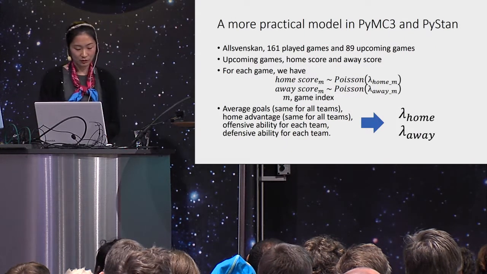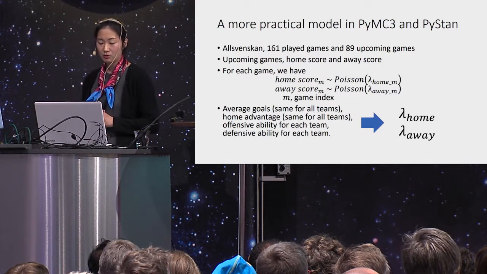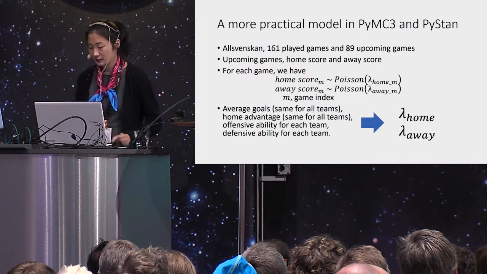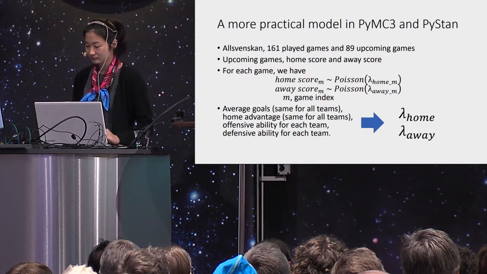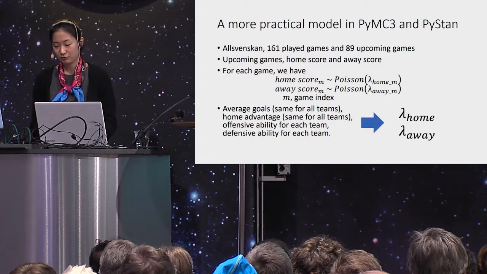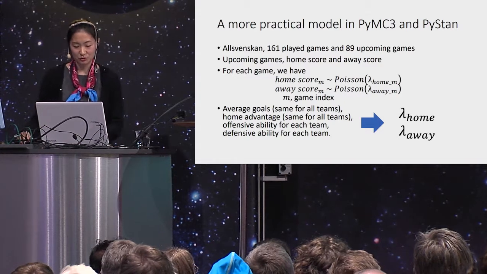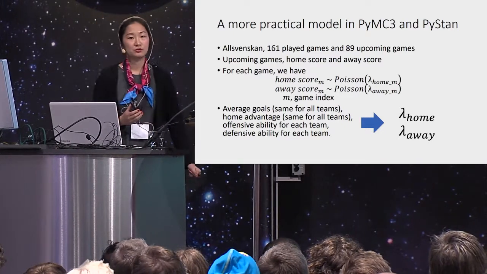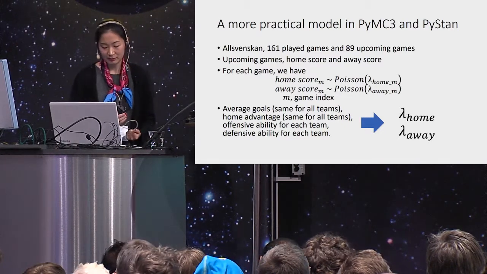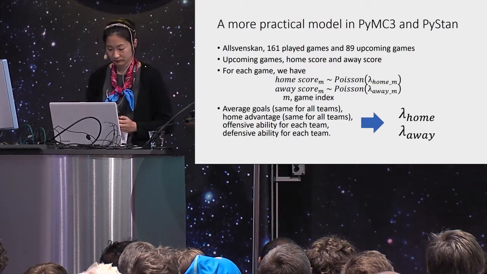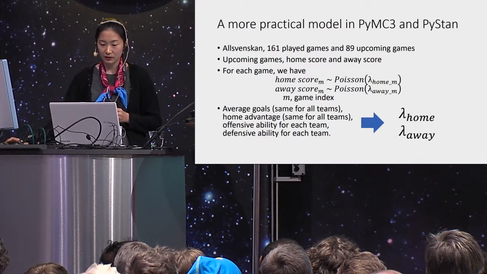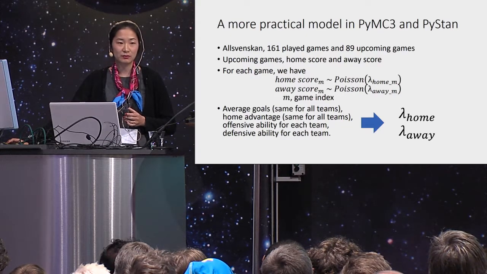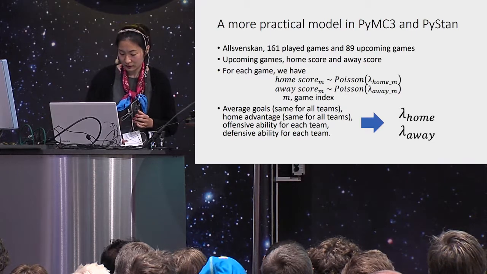Now I'm going to talk about a more practical and a more complicated model in PyMC3 and PyStan. Imagine I'm a big fan of football. I want to know who has the highest probability to win, to qualify, and to be relegated. So there are 161 played games and 98 upcoming games when I did this estimation.